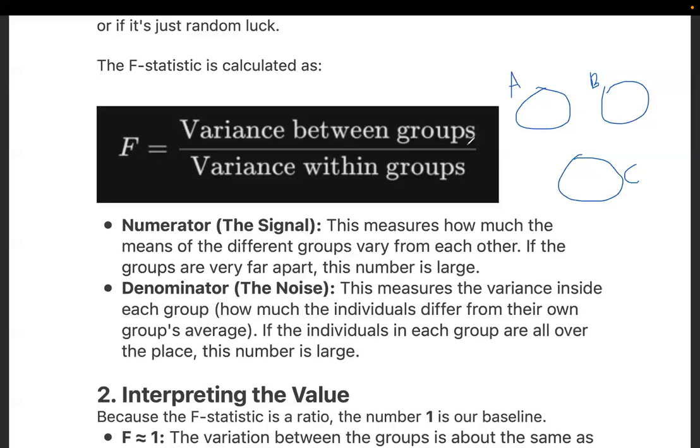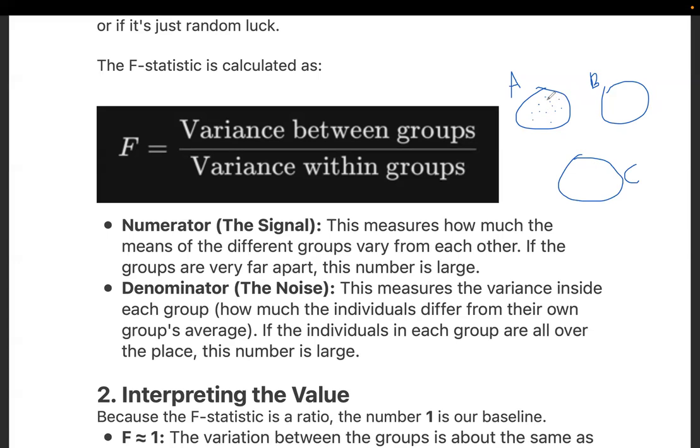Now the variance between groups: how much do they vary among themselves? A to B, B to C, C to A, and so on. That is the variance between groups, and if it is high, that means they're significantly different. And variance within groups is how do these data points within A vary, or how far off are they away from the mean?